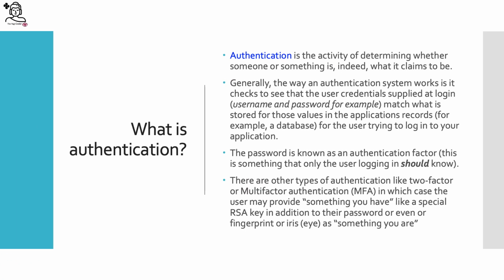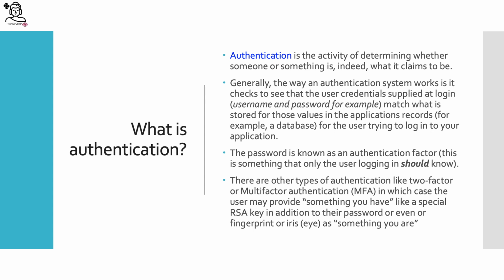So what is authentication? Authentication is the activity of determining whether someone or something is indeed who or what they claim to be. Generally, the way an authentication system works is it checks to see that the user credentials supplied at login, typically a username and a password, match what is stored for those values in the application's records, like a database, for the user that's trying to log into your application. The password is known as an authentication factor. This is something that only the user logging in should know.